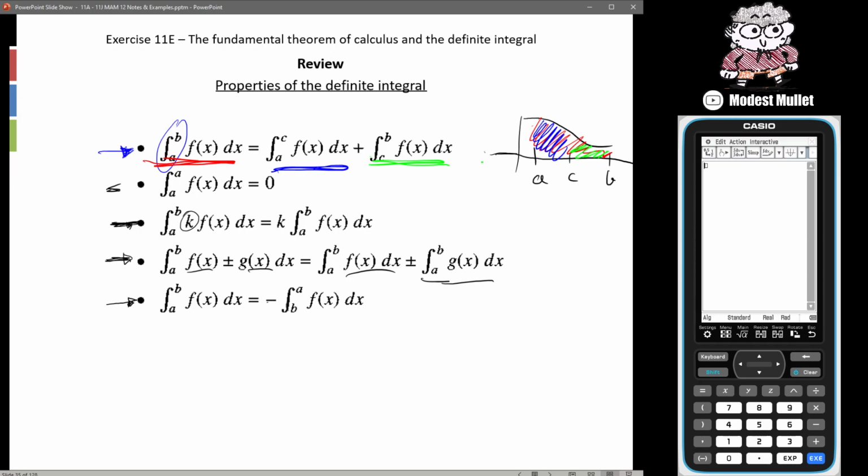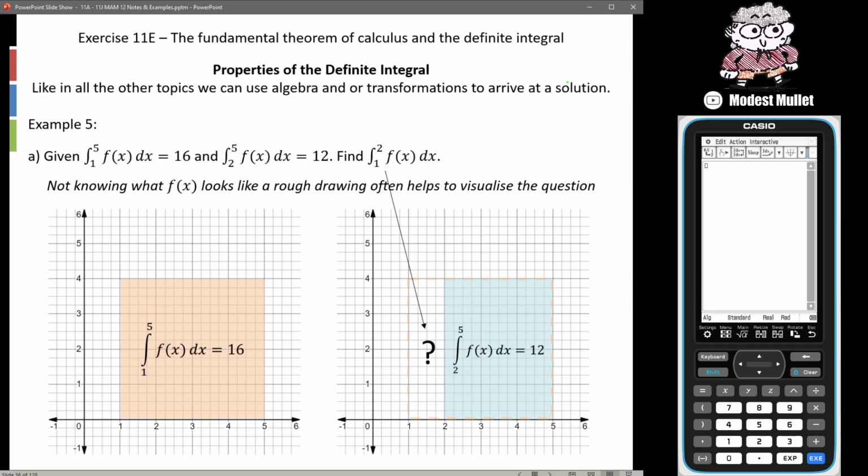Pretty obvious. But again, they like to give questions around this, maybe giving you some information that the area of this section here is 5, the area of the whole way along is 15. What's the area here? Well, if the left bit is 5, the whole thing's 15, take away the 5, that means this section here is 10. They love to give questions like that. So here's an example of it, based off some Year 12 exam questions.